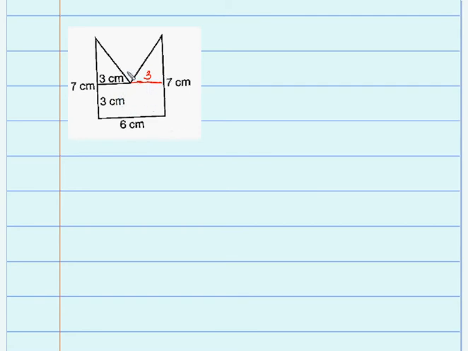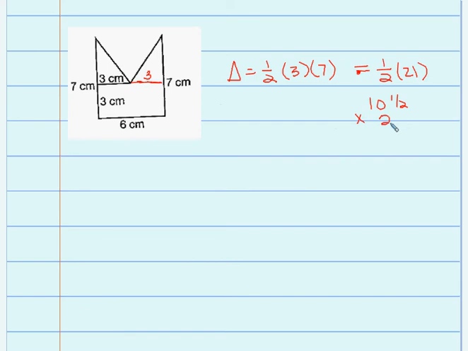So I have 2 triangles that are the same. So the area of one of those triangles would be 1/2 base 3 times 7. So this is 1/2 of 21, which would be 10.5. Okay, now how many of those do I have? I have 2 of those.